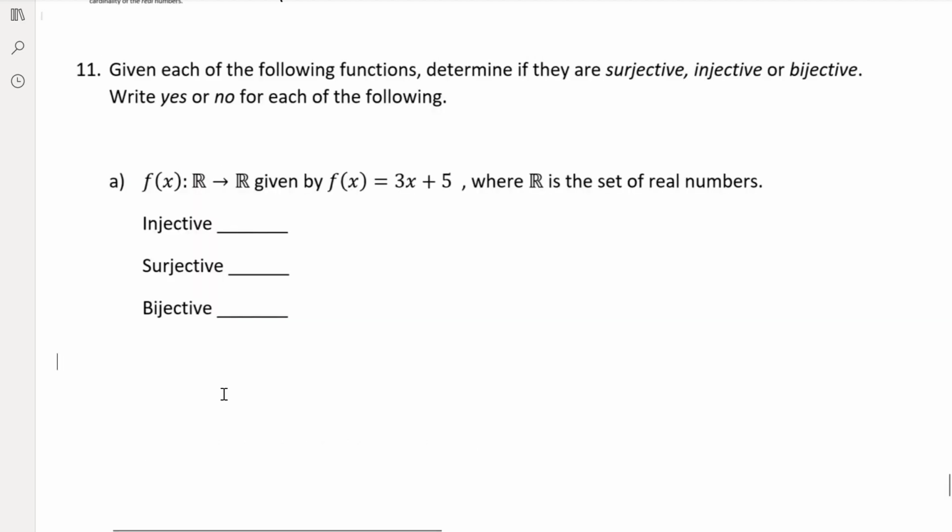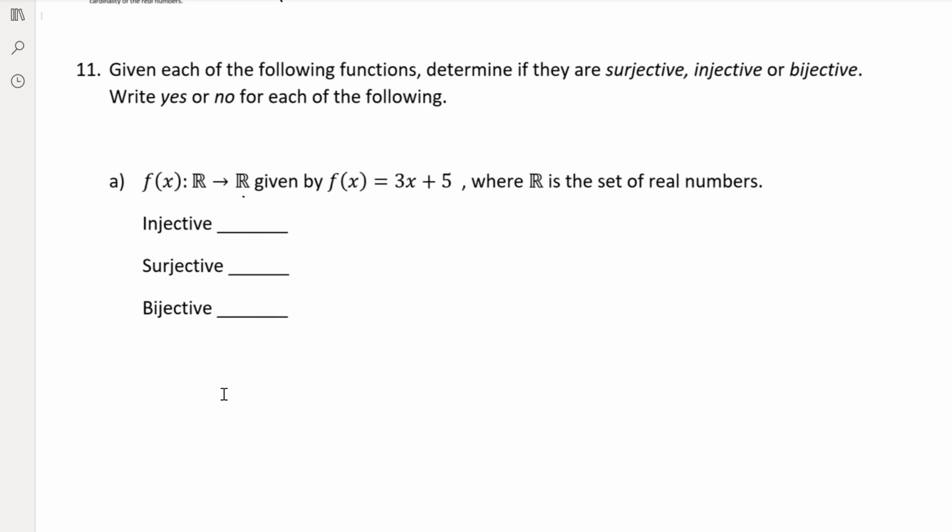Let's take a look at question number 11. Given each of the following functions, determine if they are surjective, injective, or bijective. Write yes or no for each of the following blanks. So here we have a function f defined from the real numbers to the real numbers. It's given by a formula, 3x plus 5, and R, of course, represents the set of real numbers.